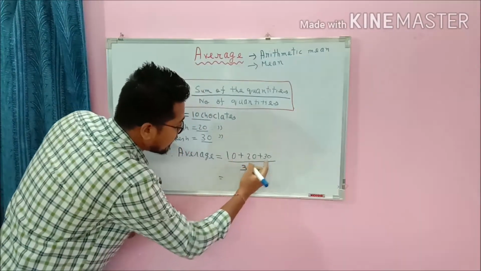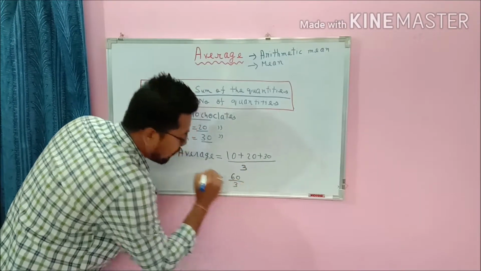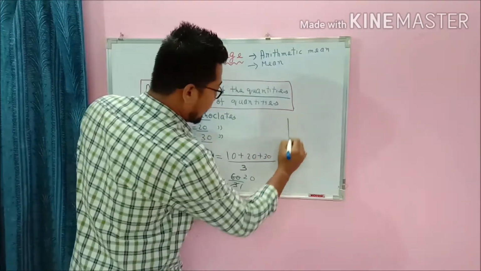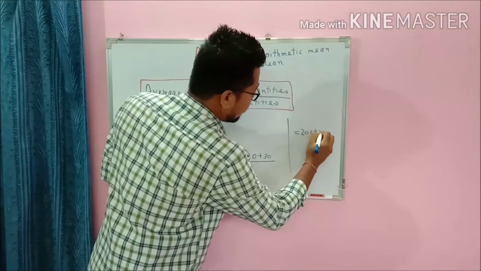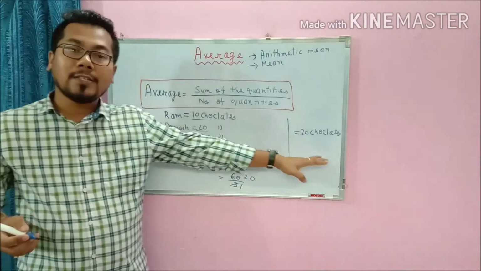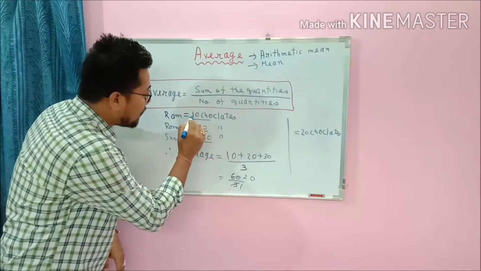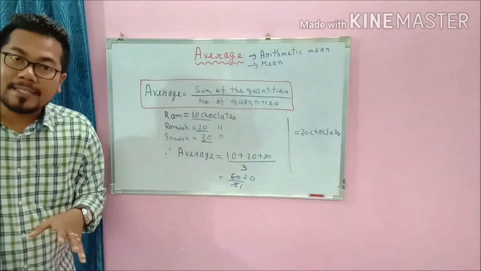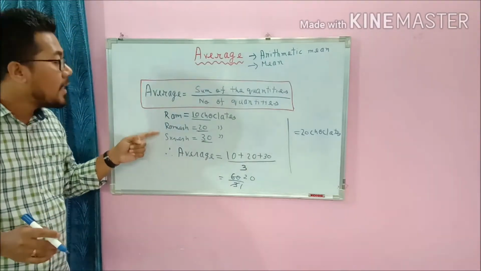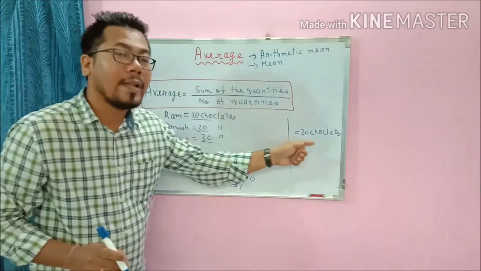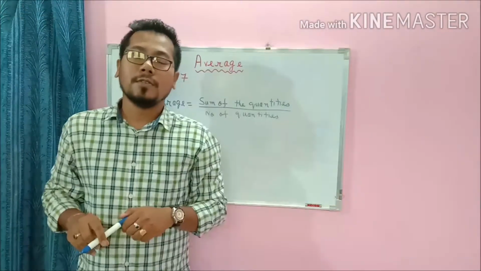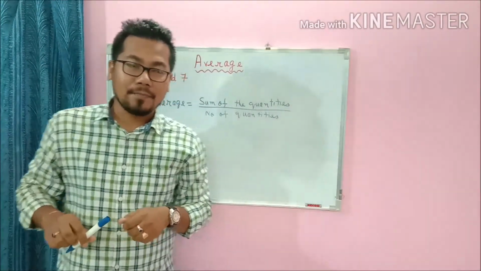So 10, 20, 30 makes 60, divided by 3. 3 ones are 3, 3 twos are 6, equals 20 chocolates. Now see, the average I got is 20 chocolates. That means the sum is 10, 20, 30, 60 chocolates. If I divide those 60 chocolates among these 3 persons, then each person will get 20 chocolates. Understood?